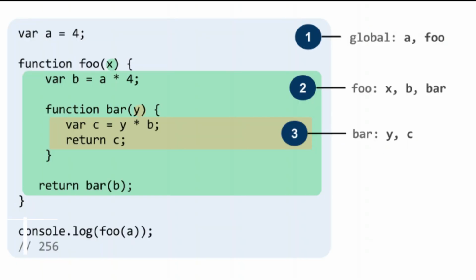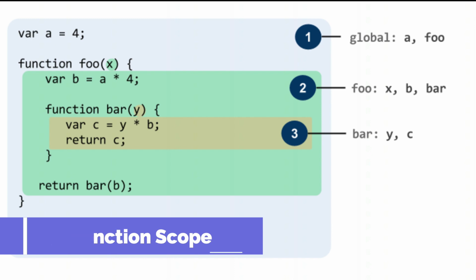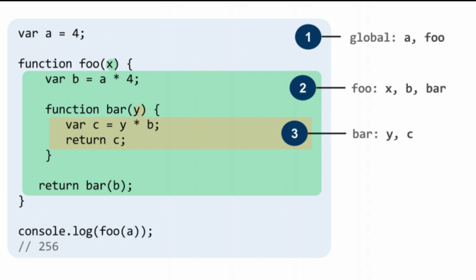The third one is function scope. A function can access variables declared in its containing scope even after the containing function has finished executing. This behavior is called a closure as well. Variables in an outer function are still accessible within the inner function even after the outer function completes.